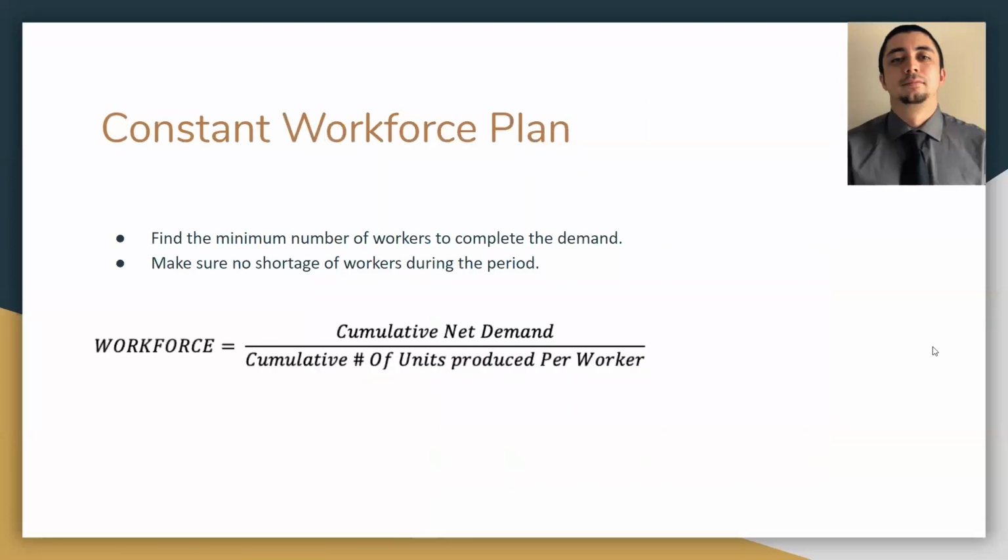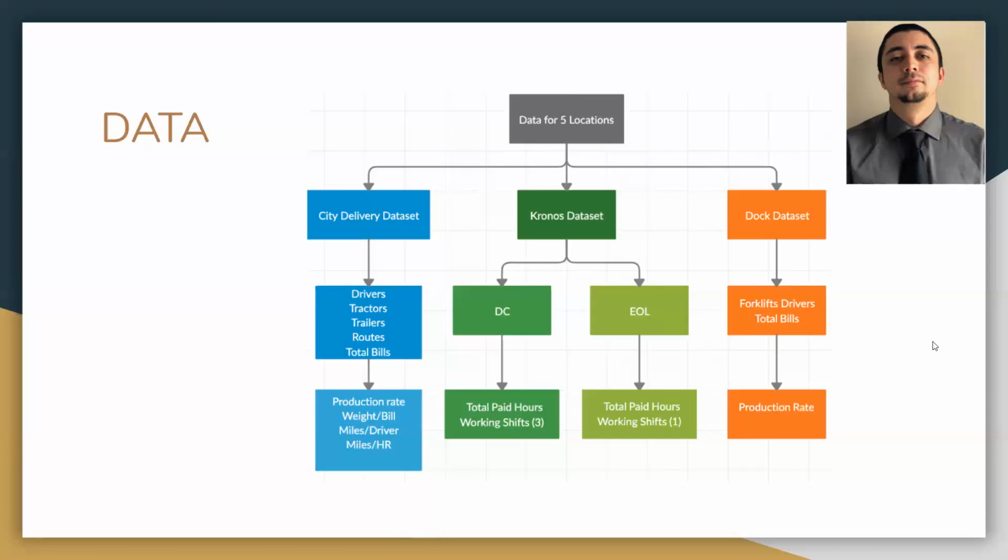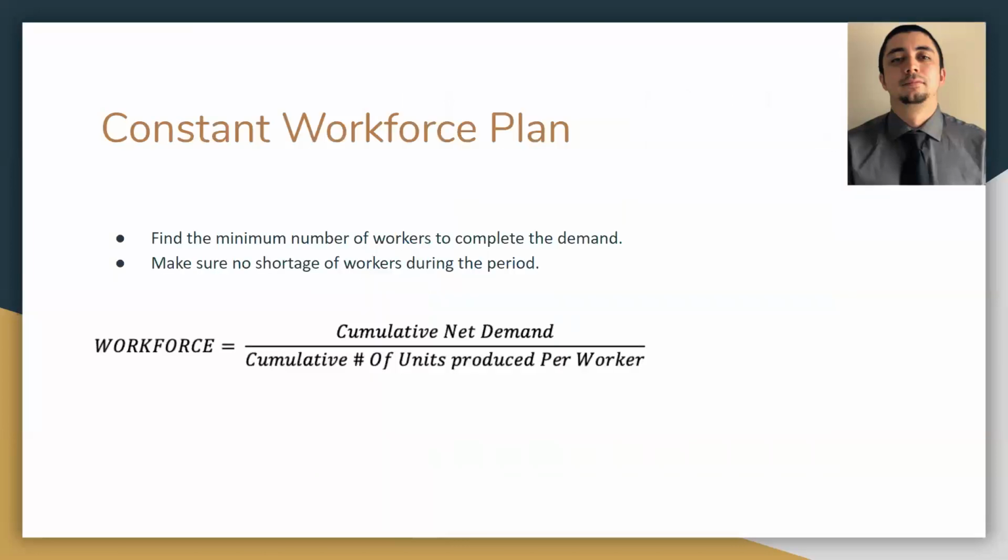It is good to remark that the items shown on the bottom level of this diagram are all different in each location. Next, we used a constant workforce plan that we learned from our production planning class, where basically we treated the bills as demand, and then we divided it by their production rate. We wanted to find the minimum number of workers needed to complete the demand. Using this formula, we found the number of workers, in this case, drivers needed. From there, we estimated the number of equipment based on the 2-week data provided.